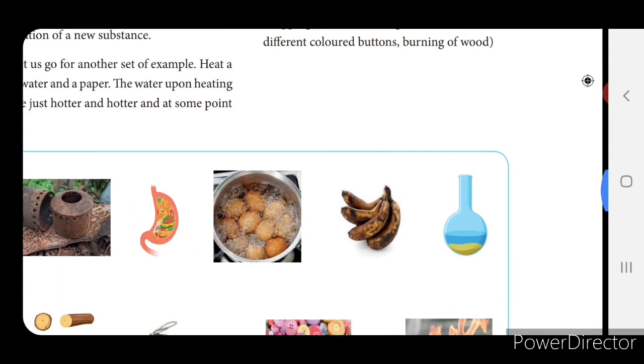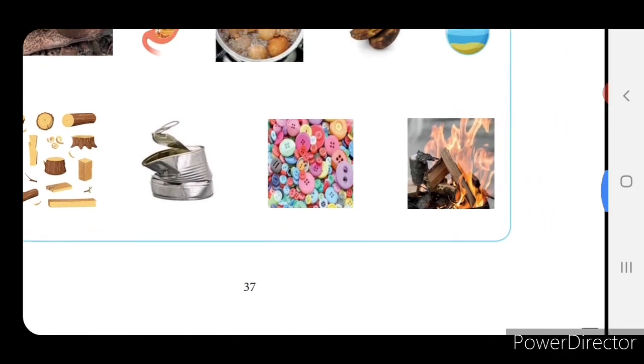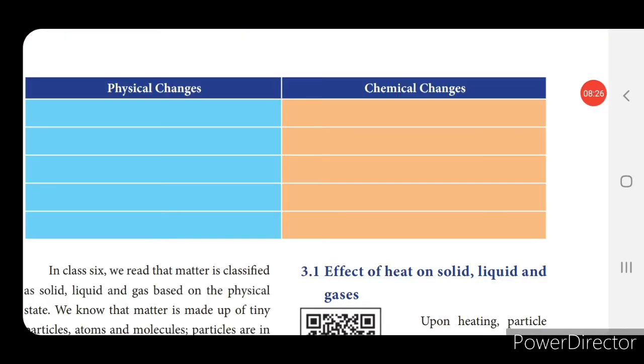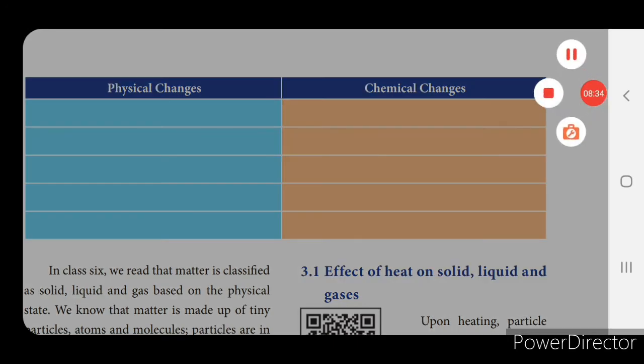Then the next one, burning of wood. By burning of wood, the wood will be converted into ashes, so it is a chemical change. So one table is given, you can write what are all the physical changes and chemical changes by observing the picture that is given.